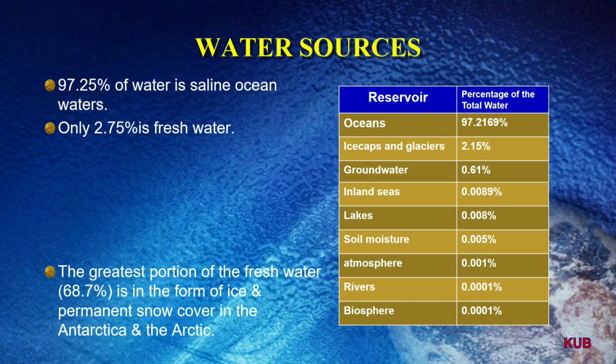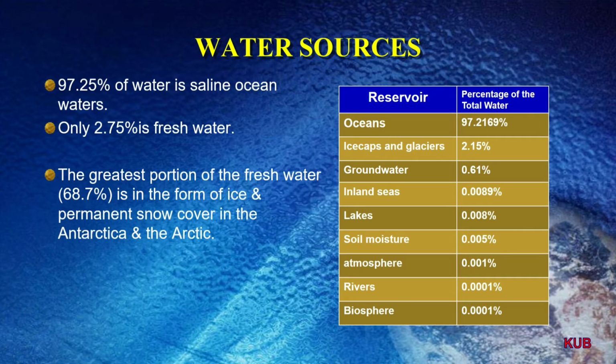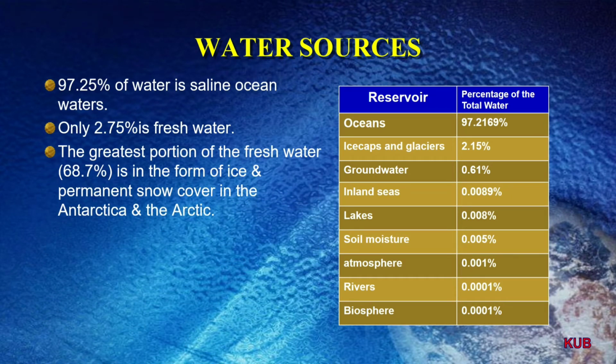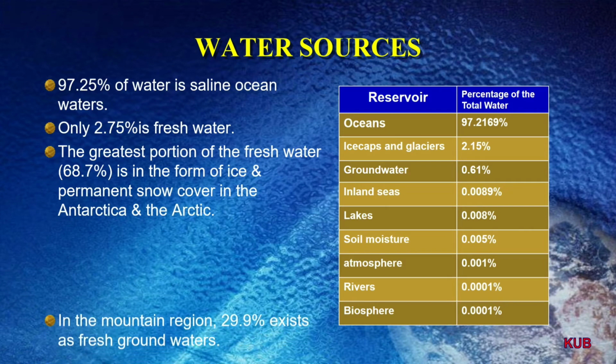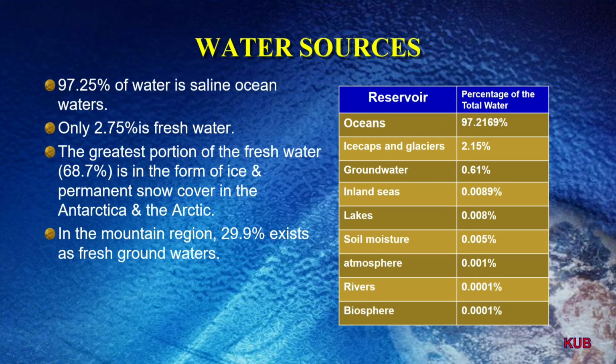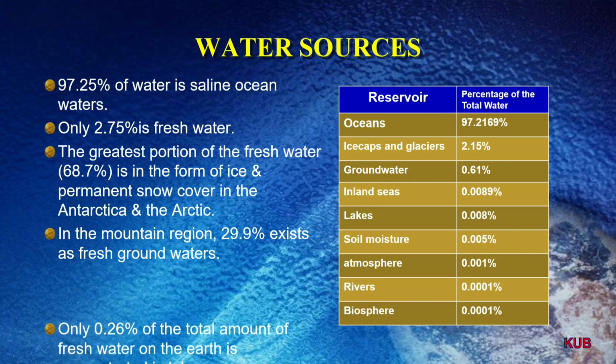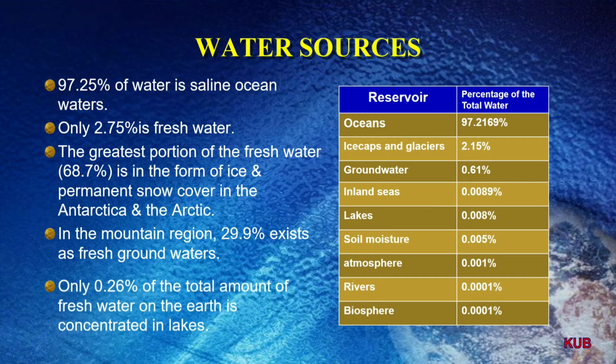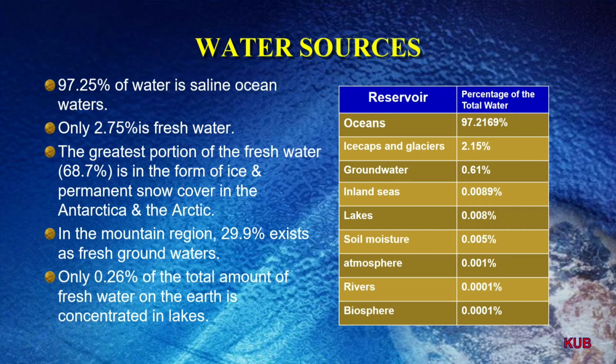The greatest portion of the fresh water, 68.7%, is in the form of ice and permanent snow cover in Antarctica and the Arctic Ocean, and in the mountain region. 29.9% exists as fresh groundwater. Only 0.26% of the total amount of fresh water on the earth is concentrated in lakes.